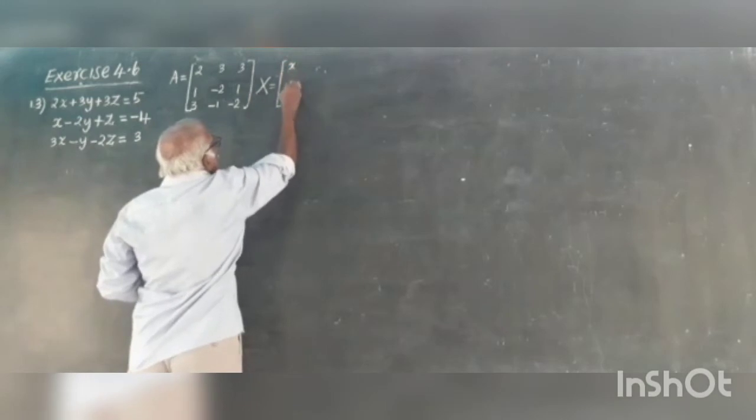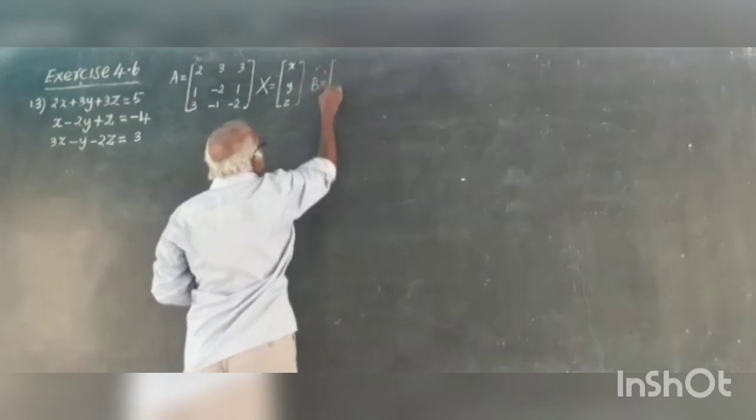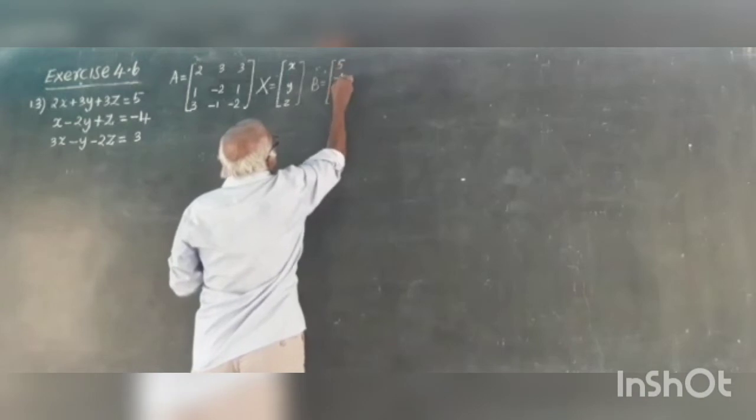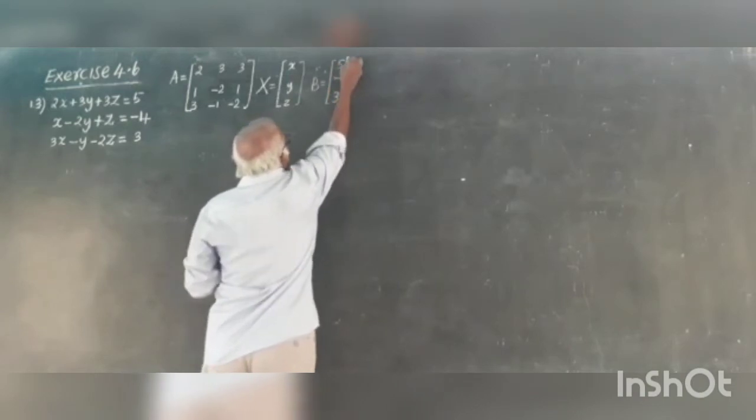Then write the variable matrix, x, y, z. Then the constant matrix B equal to 5, minus 4, 3. Write all the three matrices.